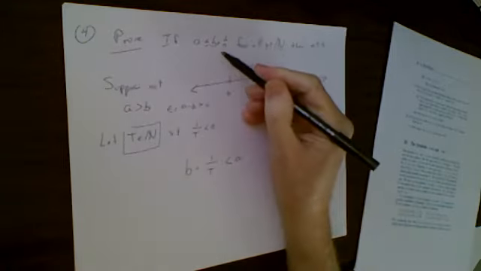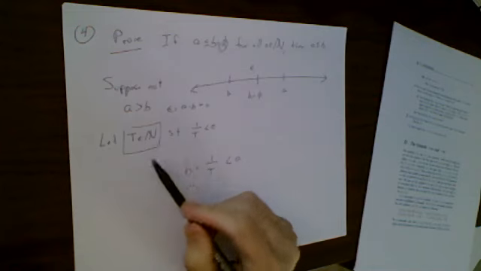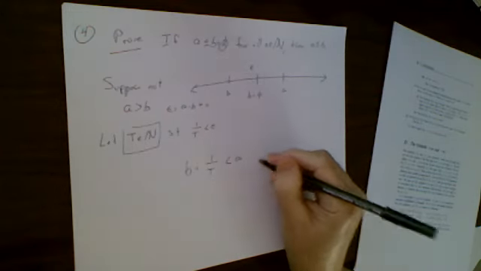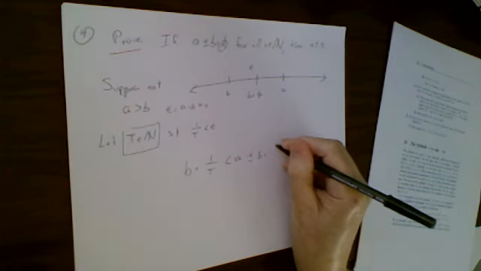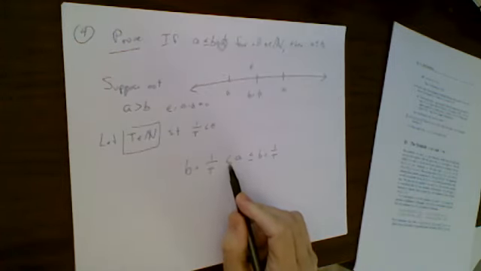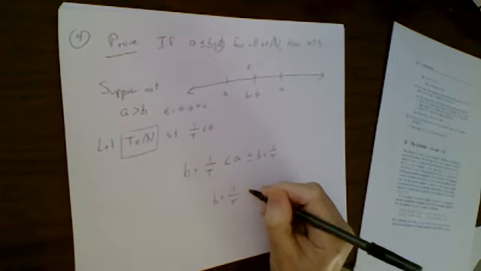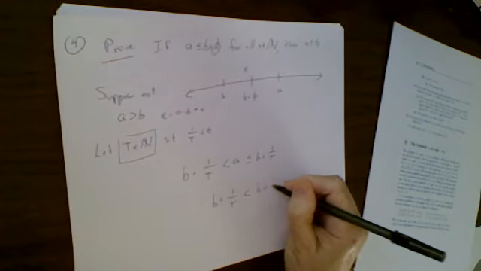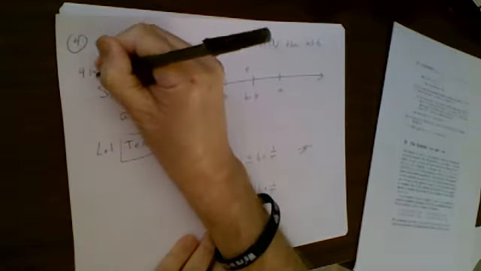But we're told that this holds for every single positive integer. So in particular, it holds for the positive integer t. So a is less than or equal to b plus 1 over t. Well, since this is a strictly less than sign, that means that b plus 1 over t is less than b plus 1 over t, and that's certainly a contradiction. So again, this was, and still is, 4.15.